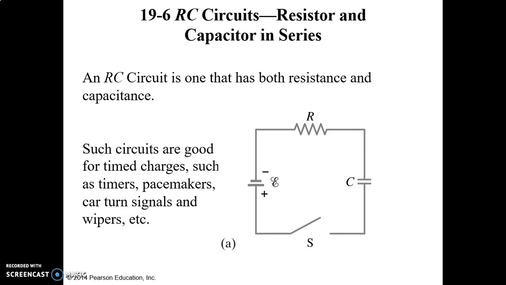Now, if you add a resistor to the circuit, that slows down the current, and it slows down the current enough that you can actually measure how quickly a capacitor will charge. Such circuits are really good for timed charges, such as timers, pacemakers, cars' turn signals, wipers, etc. And by the end of this video, I'll show you how that is done.